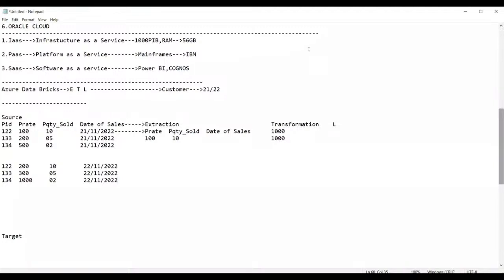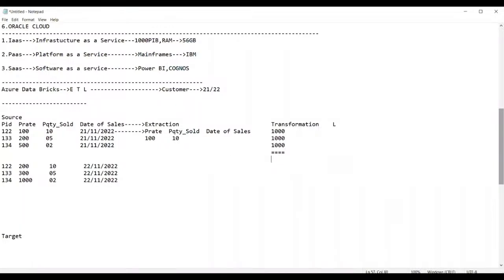Yes. Now guys, see here. We were discussing the calculations. 100 into 10 is 1000. 200 into 5 is 1000. 500 into 2 is 1000. Now tell me, guys, calculate the sum here. What is the sum of these three? It is 3000.